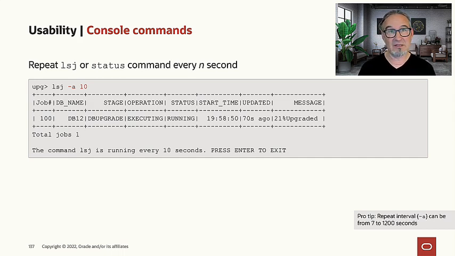But in case you want to have the console or there's no browser available for AutoUpgrade monitoring, this is a good way as well, especially if you have more databases. Pro tip here, the repeat interval is between 7 seconds and 1,200 seconds, but not less than 7 seconds.